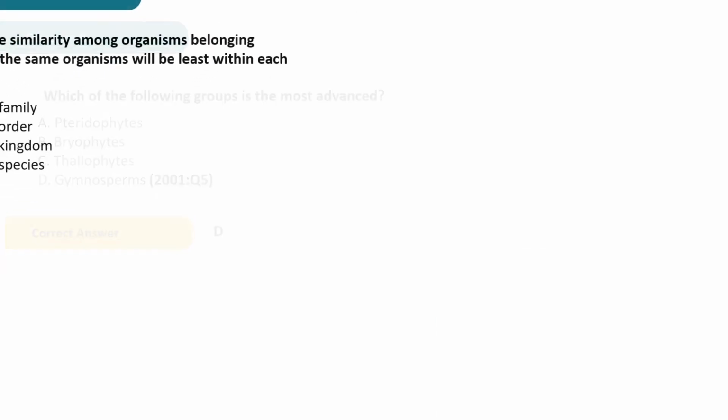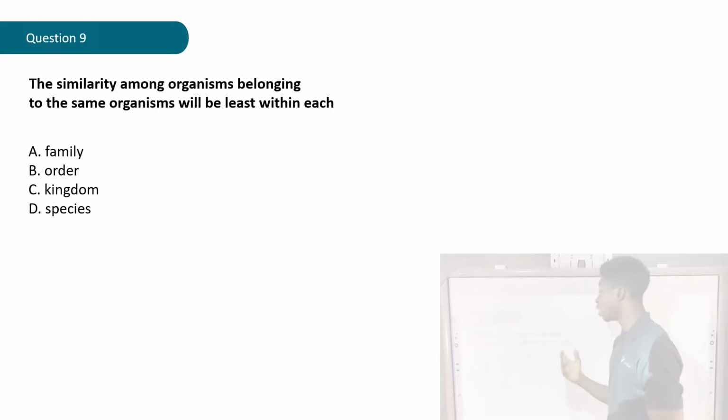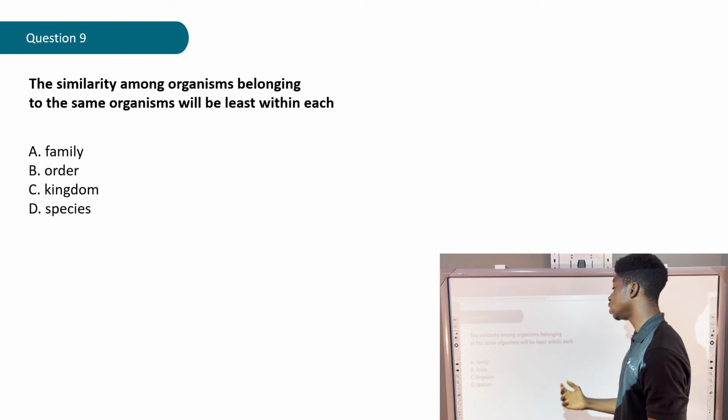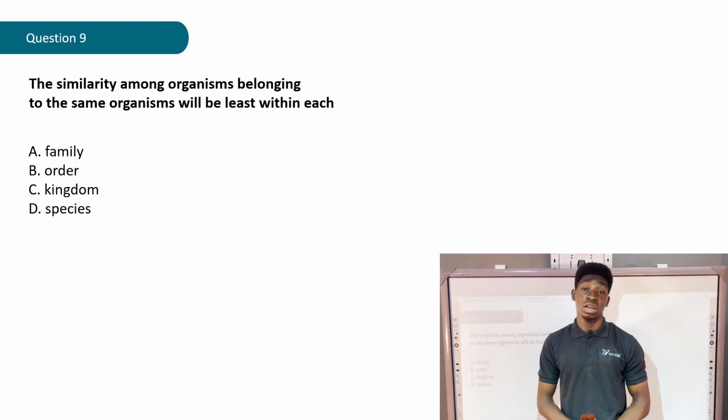Question 9. The similarity among organisms belonging to the same group of organisms will be least within each A. Family, B. Order, C. Kingdom, D. Species. Let's give it a try.